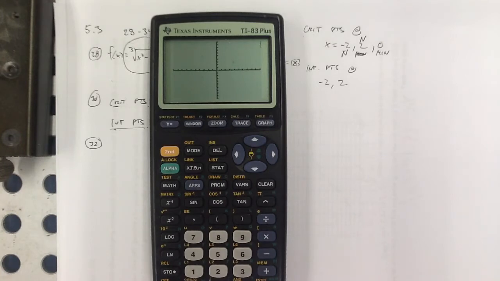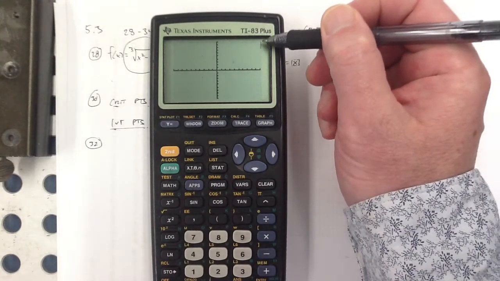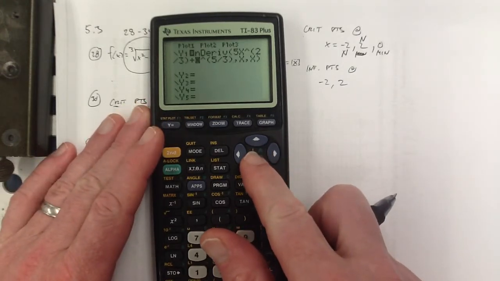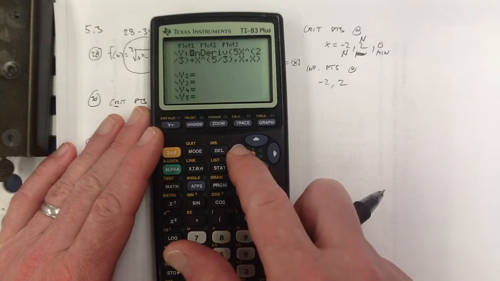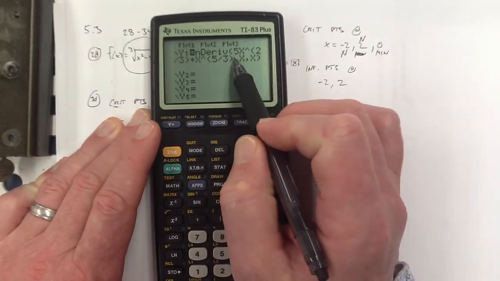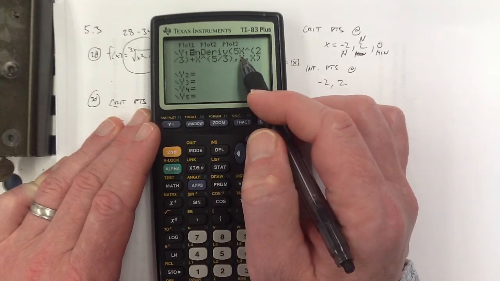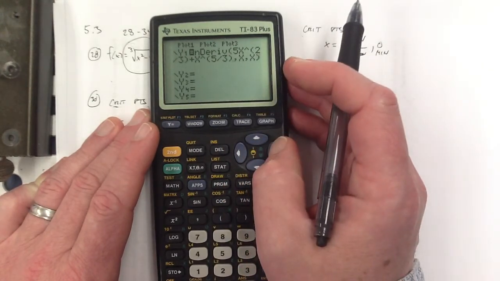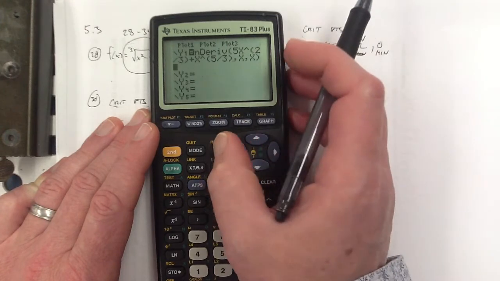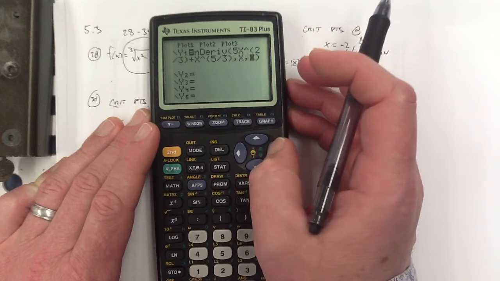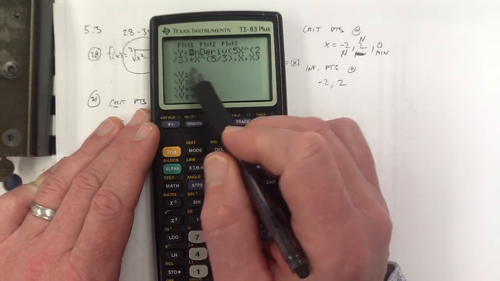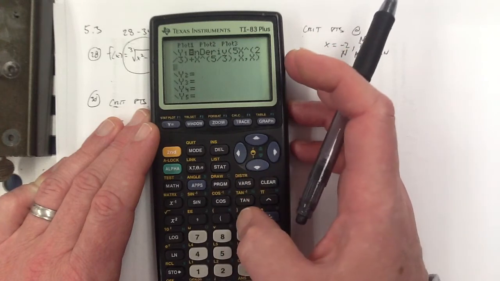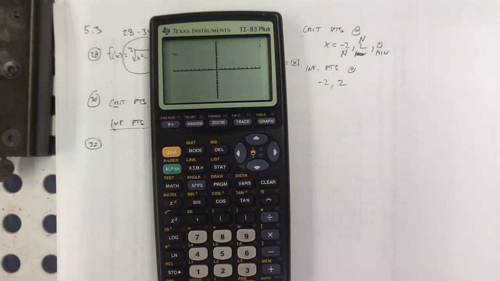Uh-oh. See that little dancing thing? That's bad news. That means it's frozen. What did I do? Why did it not like that? 5x^(2/3) plus x^(5/3), comma x, comma x. Parentheses, I think, are okay. Oh, there we go. I don't know why my calculator got jammed up there.